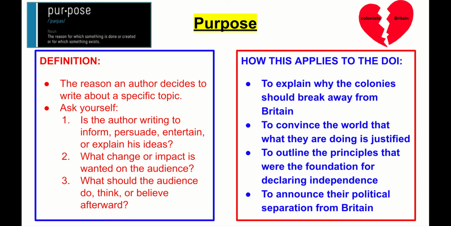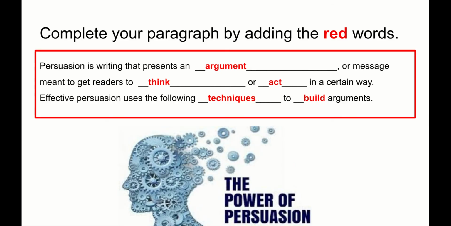Well, first, it explains why the colonies should break away from Britain. Here we can see a visual of that happening. It is meant to convince the world that what they're doing is justified, to outline the principles that were the foundation for declaring independence, and to announce their political separation from Britain. So for this next part, please complete your paragraph by adding the red words. Here we have: persuasion is writing that presents an argument or message meant to get readers to think or act in a certain way. Effective persuasion uses the following techniques to build arguments.